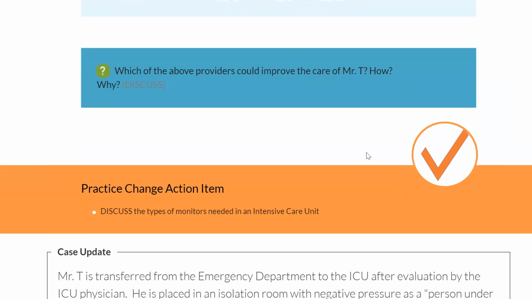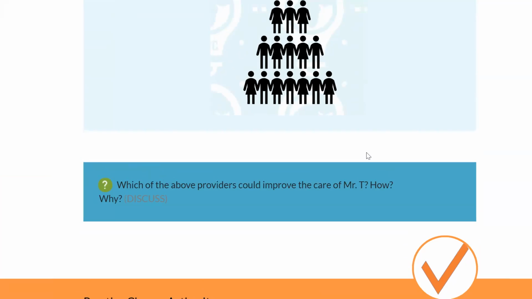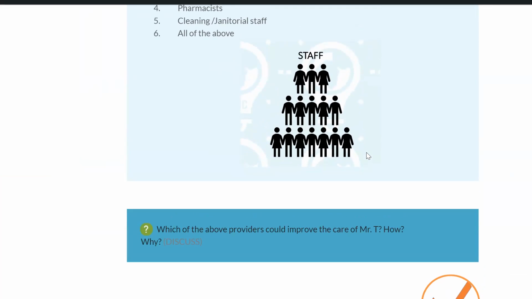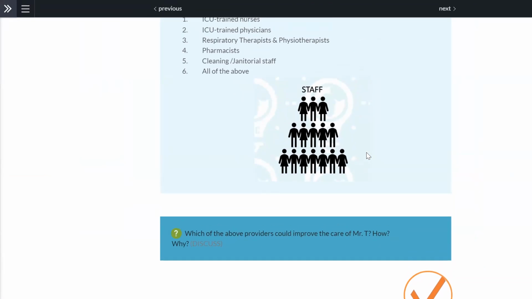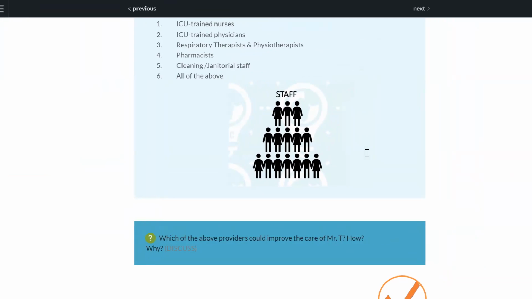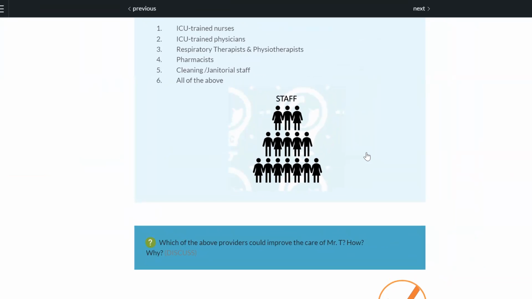Which of the above providers could improve the care of Mr. T, and how and why? So in the above ICU providers that have been listed, which of the above providers could improve the care of Mr. T? Maybe just write it quickly in the chat box and write why.